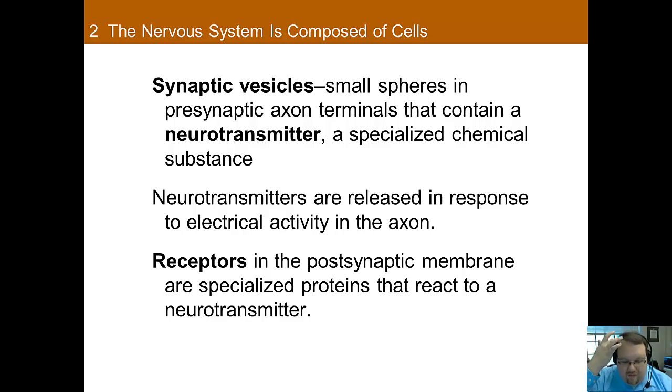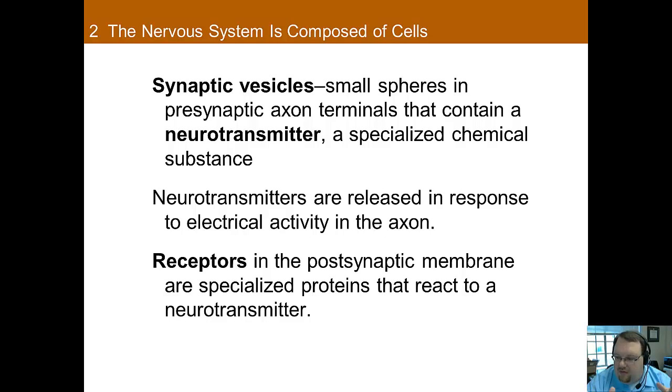We'll go back to that picture in a second, but a couple definitions yet. First, synaptic vesicles. These are small spheres in the presynaptic axon that contain neurotransmitters. Again, neurotransmitters are the chemicals that go across that synaptic cleft. So the vesicles are the little pods that contain these neurotransmitters and hold them until it's time for them to be dumped out into the synapse.